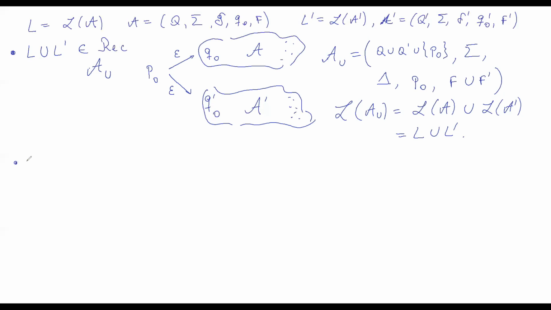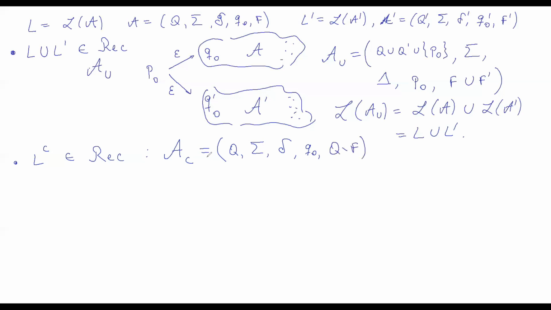For the complement, if I take the complement, I need to prove that this is a recognizable language. This is a very easy construction. I'm going to build this automaton, which is going to go exactly like A, with just one exception. I'm going to use the same states, obviously the same input alphabet, the same transition function, and even the same initial state. But here I'm going to use as the set of final states exactly Q minus F.